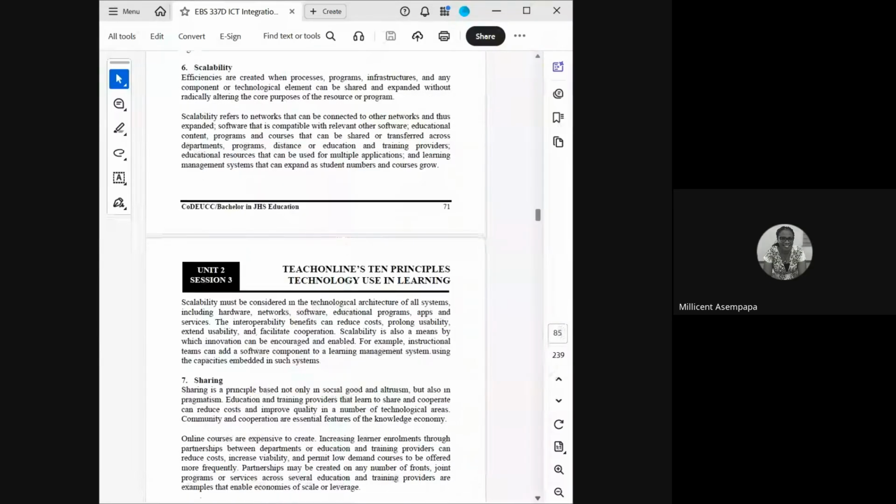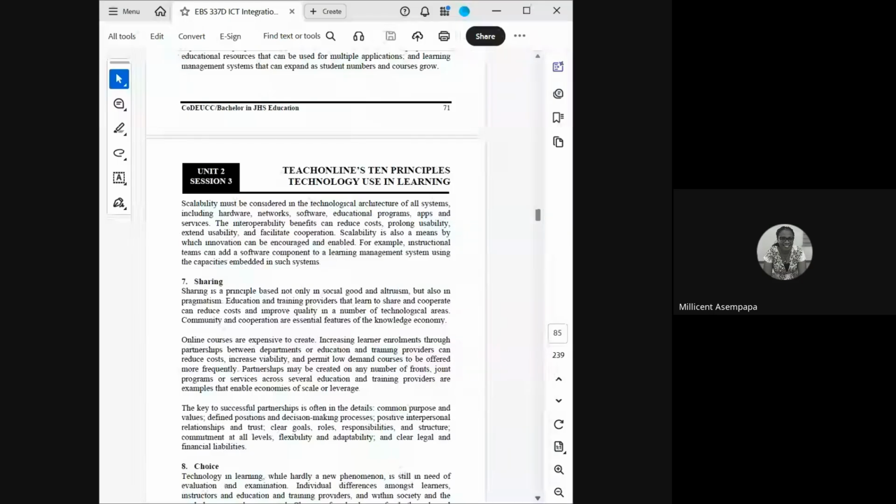Now, we're also talking about sharing. So sharing is a principle based not only on social good and altruism, but also on pragmatism. Education and training providers that learn to share and cooperate can reduce costs and improve quality in a number of technological areas. Community and corporations are essential features of the knowledge economy. Online courses are expensive to create. Increasing learner enrollment through partnerships between departments or education and training providers can reduce costs.